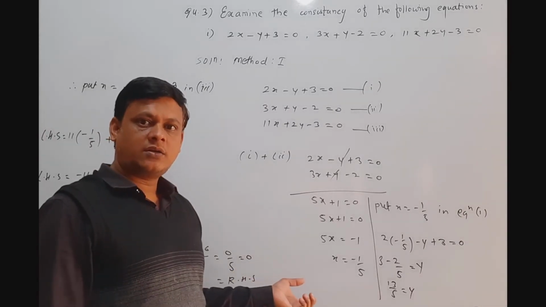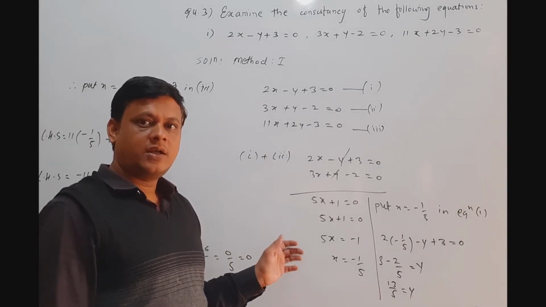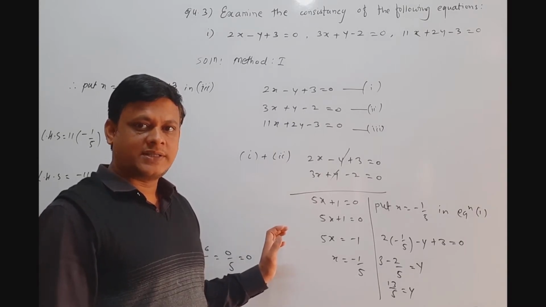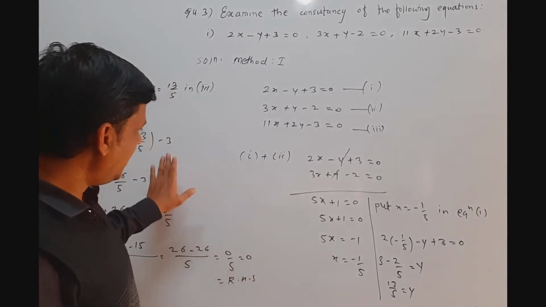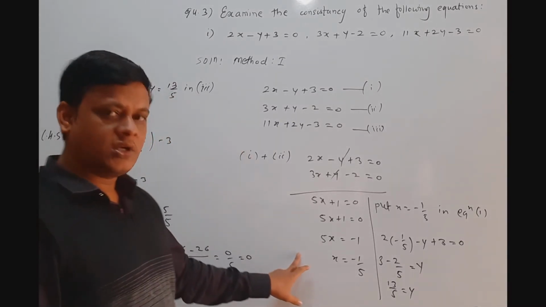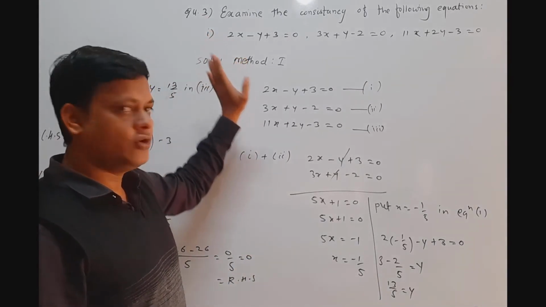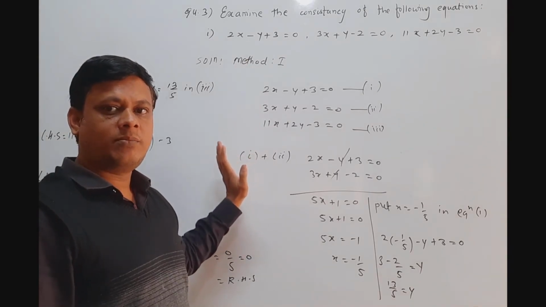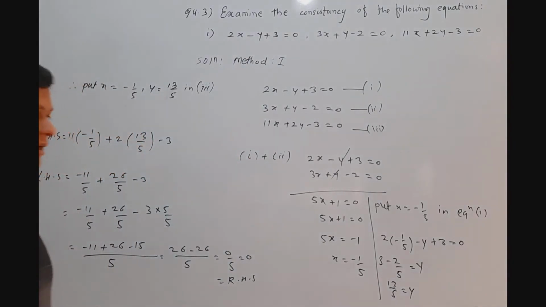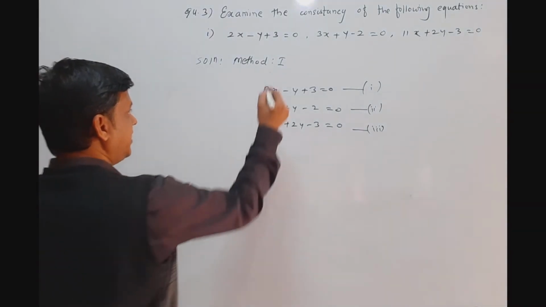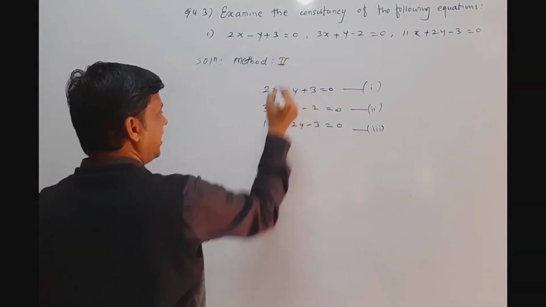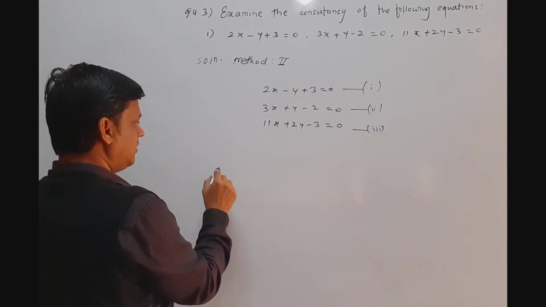Now this method we use when we have to find the point of concurrence, that is the common point. So in that case we have to use this method, and when we have to check only consistency, you can use the determinant method also. So see the second method. So we write here method second, that is with the help of determinant.